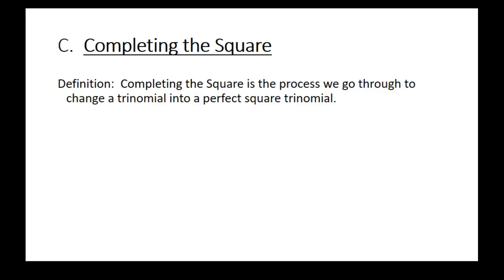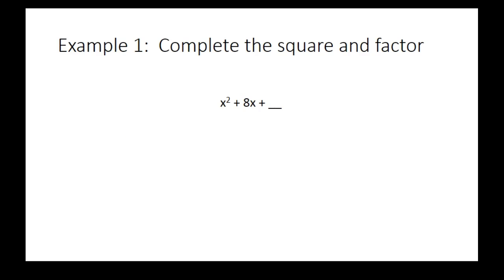What I just showed you guys was called completing the square. It's where you take a trinomial and you force it to become a perfect square. And I'll tell you why we're doing that later, but for now, we just want to make sure you know how to do it. So completing the square is the process you go through to change a trinomial into a perfect square trinomial. So let's do this one.